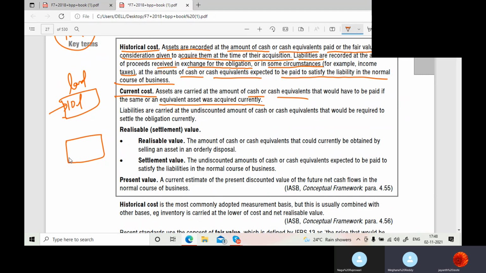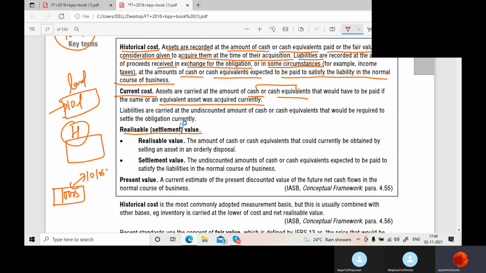Yes, sir. See, I can show assets at historical cost, the cost at which I bought, or current cost. Current assets are carried at the amount of cash or cash equivalents that would have to be paid if you acquire the same asset right now. See, today if I want to buy something, it is available for 100 rupees. Tomorrow if I go, it is available for 101 rupees. I know the difference is negligible, but what is the current cost? 100, that's it. Historical cost is the cost at which you bought it. Current cost is what you pay today for what it is available for.